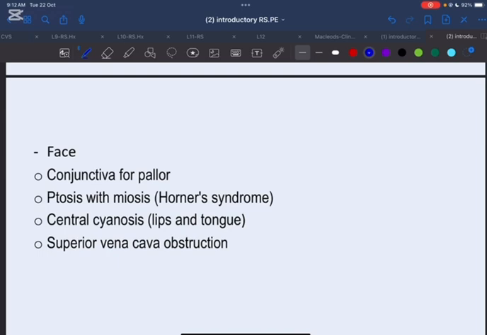Central cyanosis, we talked about them, the lips and the tongue. You ask the patient to stick his tongue to the roof of his mouth, and you see the mucous membranes below the tongue. Stick your tongue to the roof of the mouth. Superior vena cava obstruction. What will you see?